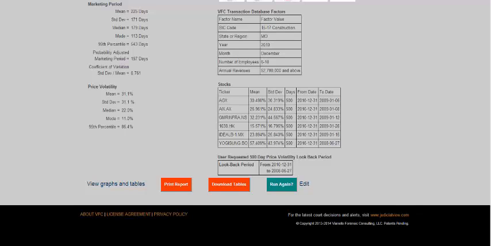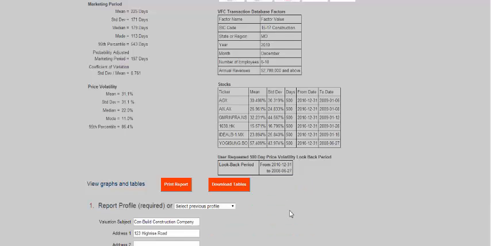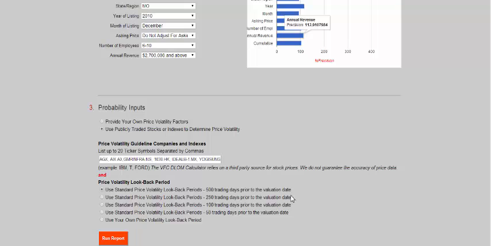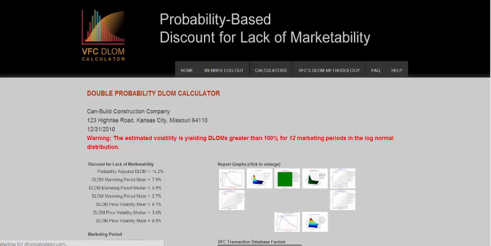Let's assume that we have investigated these anomalies and concluded that 1038.HK and Yojisung.BO are not as comparable to the subject company as we would like. We can return to step 3, remove these two stocks, and rerun the report. We do that by clicking the Run Again button and then scrolling down to step 3. The modified probability adjusted DLOM is now 14.2%.